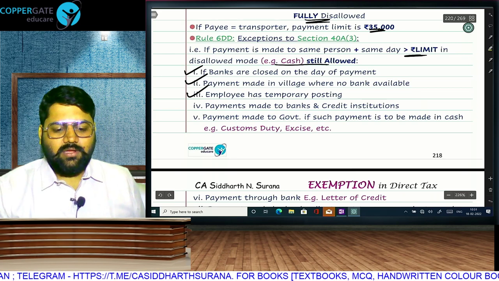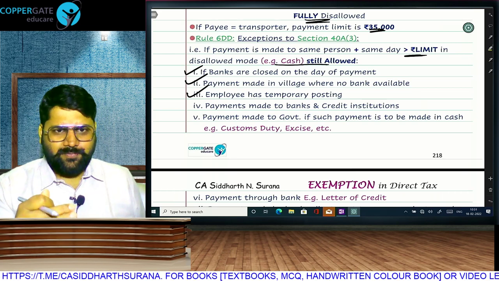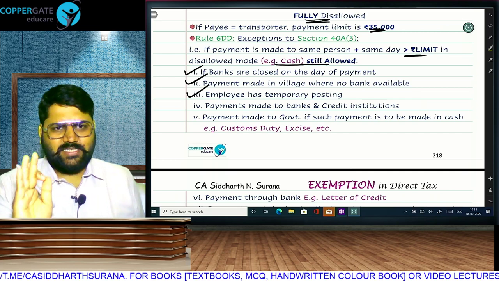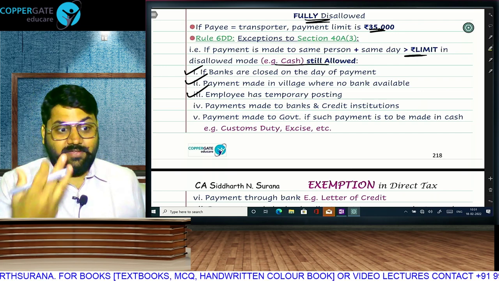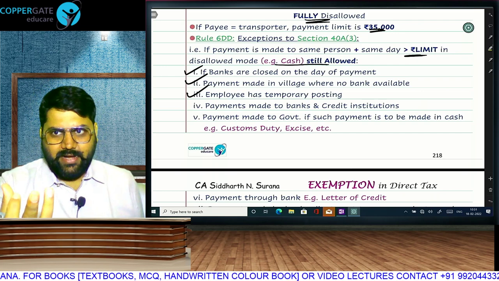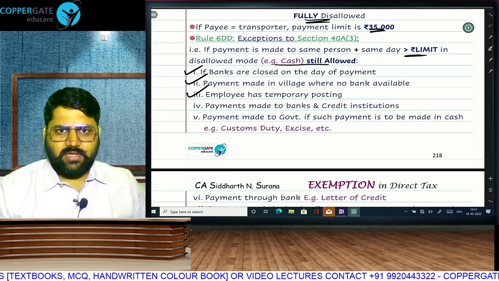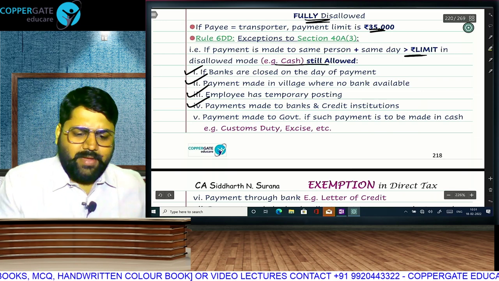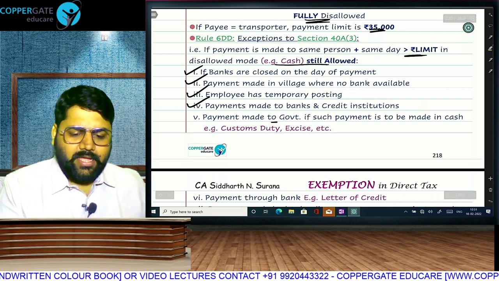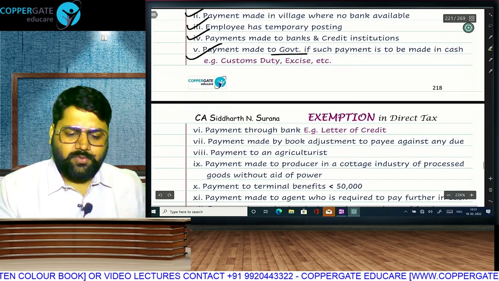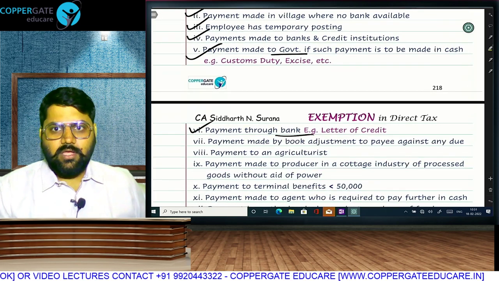An employee is being sent on a temporary posting of more than 15 days. Temporary period, 2 months, 3 months, but more than 15 days. See, if it is less than 15 days, then he can come back and take his salary. But if it is more than 15 days, then he will ask for salary when he is at that temporary posting place, and he may not have a bank account over there. So for a temporary posting, you can pay in cash. Payment made to banks or credit financial institutions, it is their responsibility to handle cash. Any payment made to the government can be made in cash, no problem. Any payment made through banking channel, it may not be account payee cheque or draft, but it is through a banking channel.